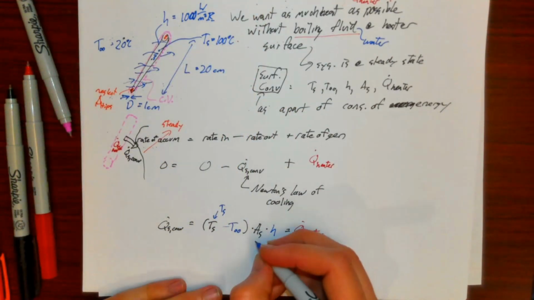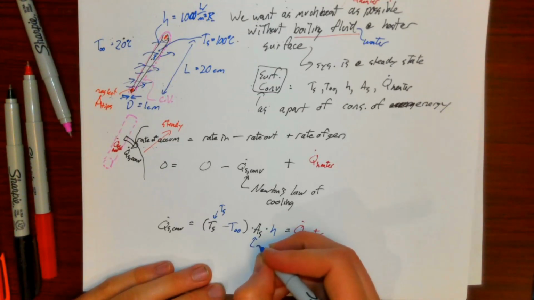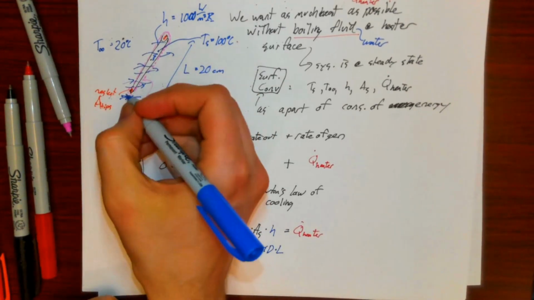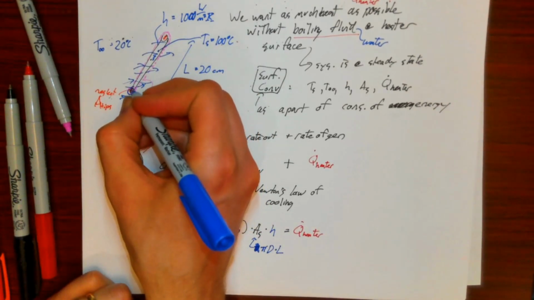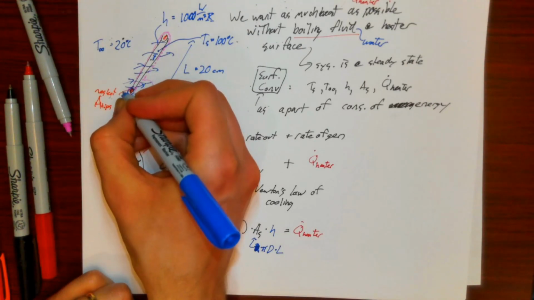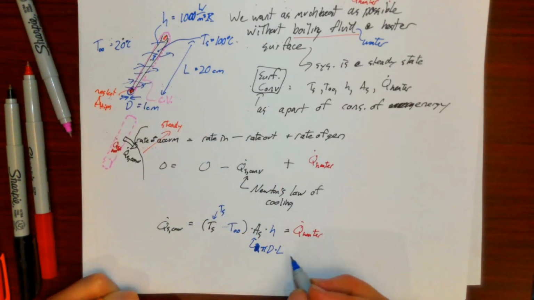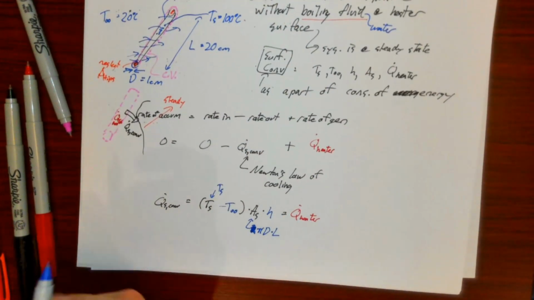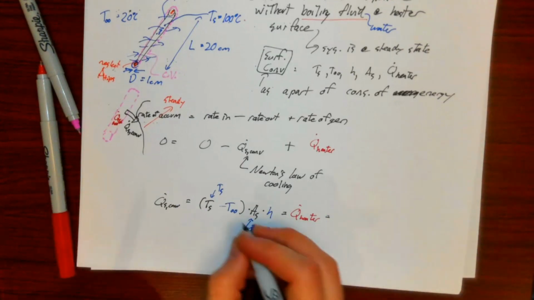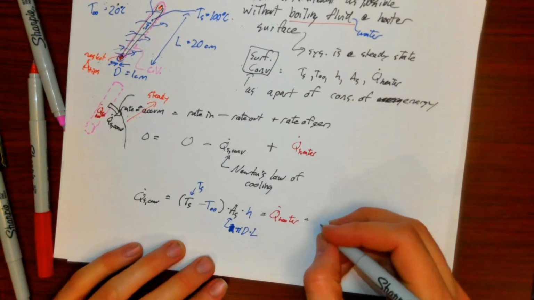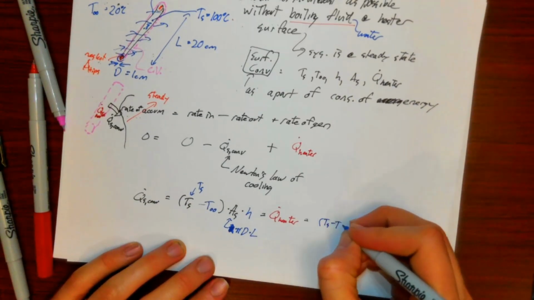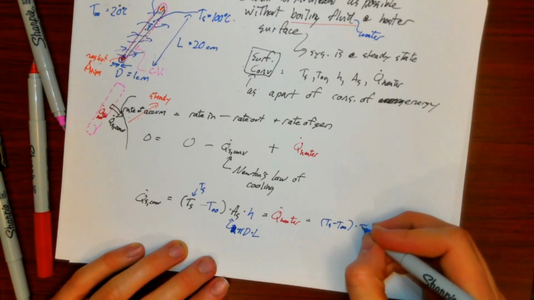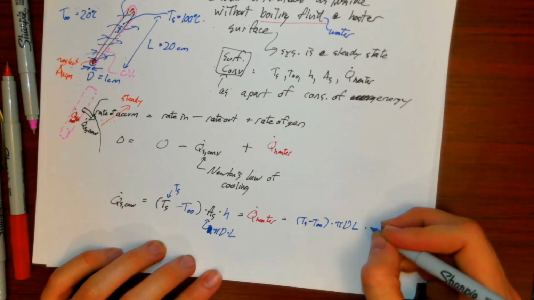The surface area in that case would be pi times d times L, where pi d is essentially unwrapping the circumference of this circle. Pi d would be that dimension, and L would be the other dimension. So that's the surface area right here. So what does it mean? This means I have Q heater entirely in terms of knowns. It's Ts minus T infinity times pi d L times h.